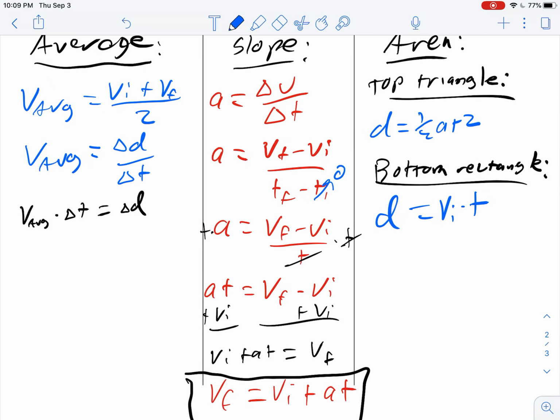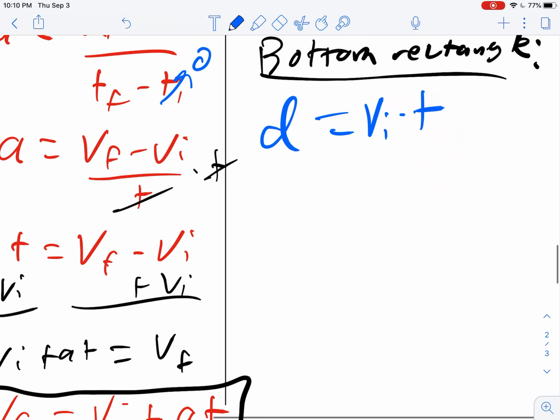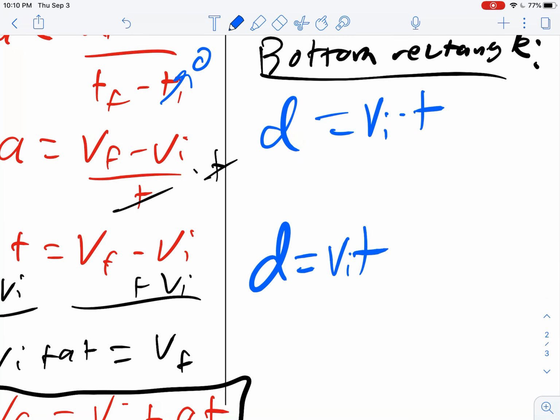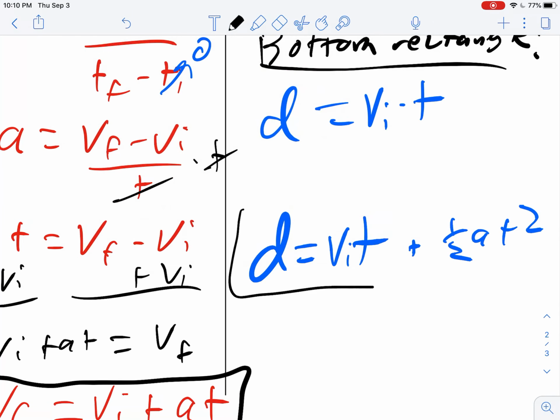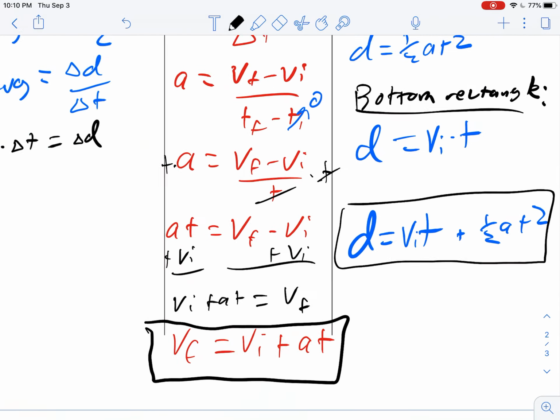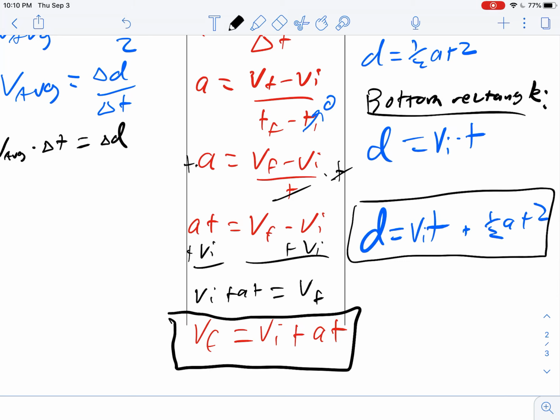And if I combine, or sum up, the area of the top triangle and the bottom rectangle, I get the generalized form of the displacement equation. D equals VIT plus 1/2 AT squared. This is a big one. This one's really important. Okay, so important that I give it its name.